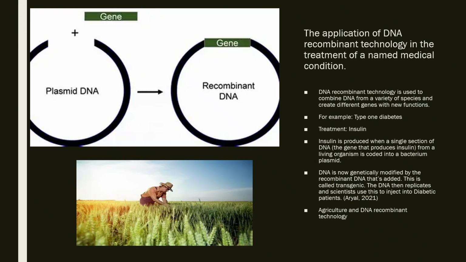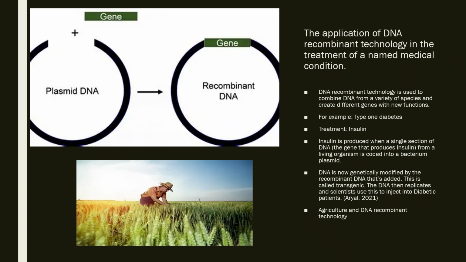The application of DNA recombinant technology is used to combine DNA from a variety of species and create different genes with new functions. An example of this would be type 1 diabetes, with the treatment being insulin. Diabetes is when a person's pancreas does not produce enough insulin for the body. Diabetes is a life-threatening condition if not treated.